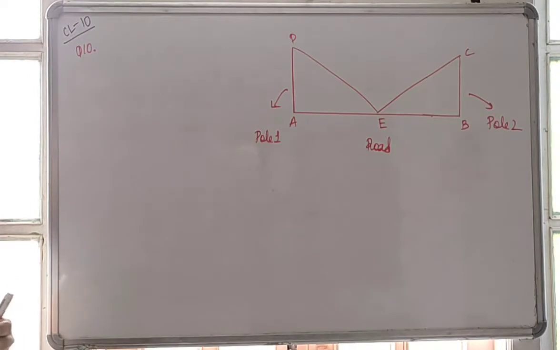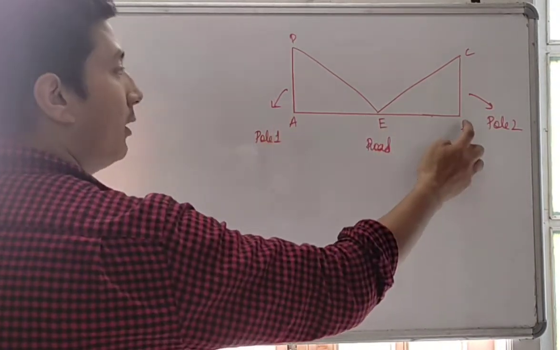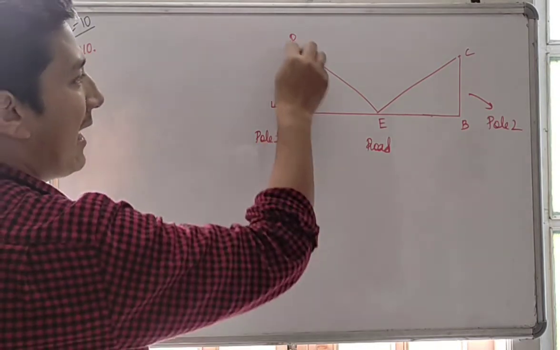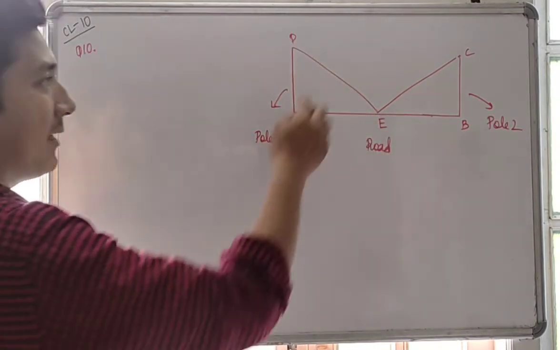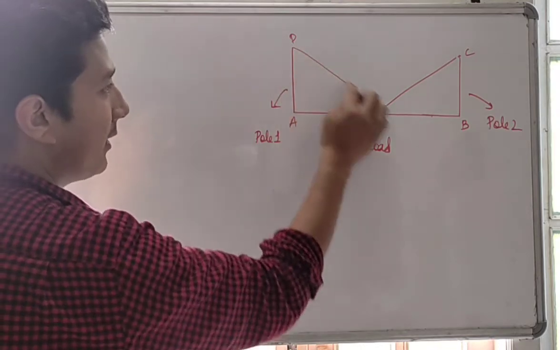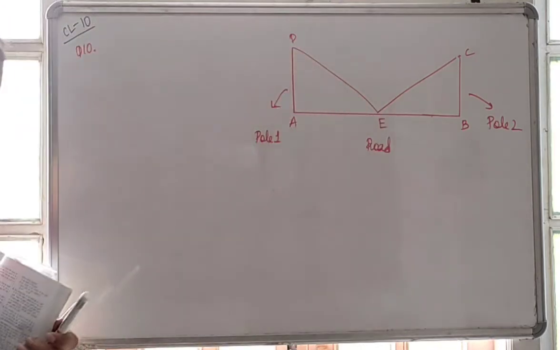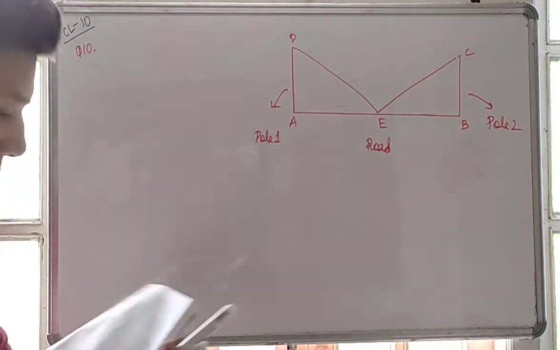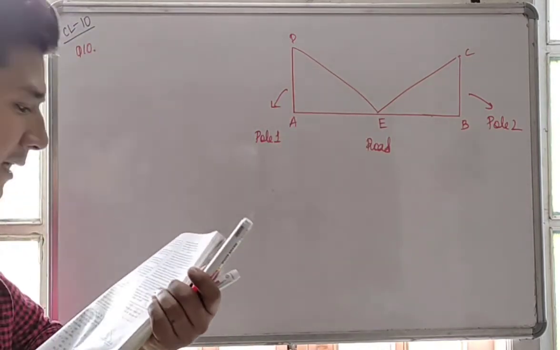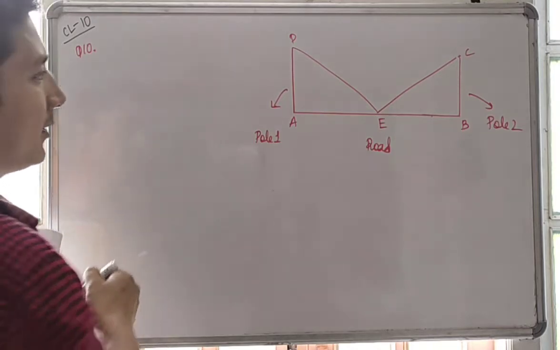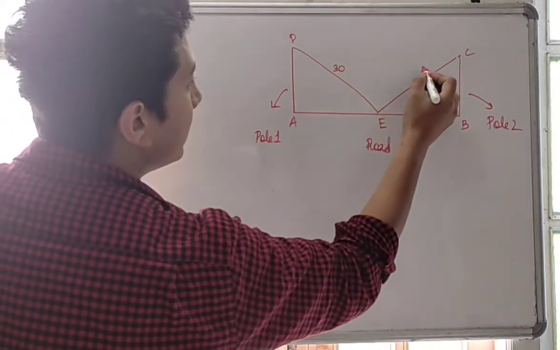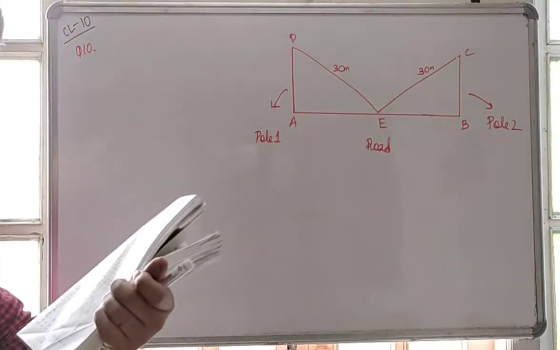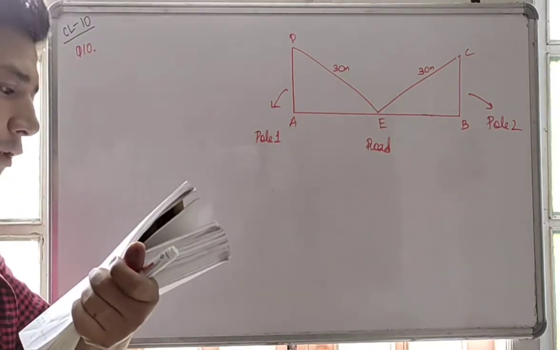So what they are doing is, there's a road and there are two vertical poles, and a ladder has been placed in between like this. This is the ladder placed against pole number 1, and this is the ladder placed against pole number 2. A 30-meter long ladder, which means this is your 30 and this is your 30 meters. A 30-meter long ladder is placed between the two poles.